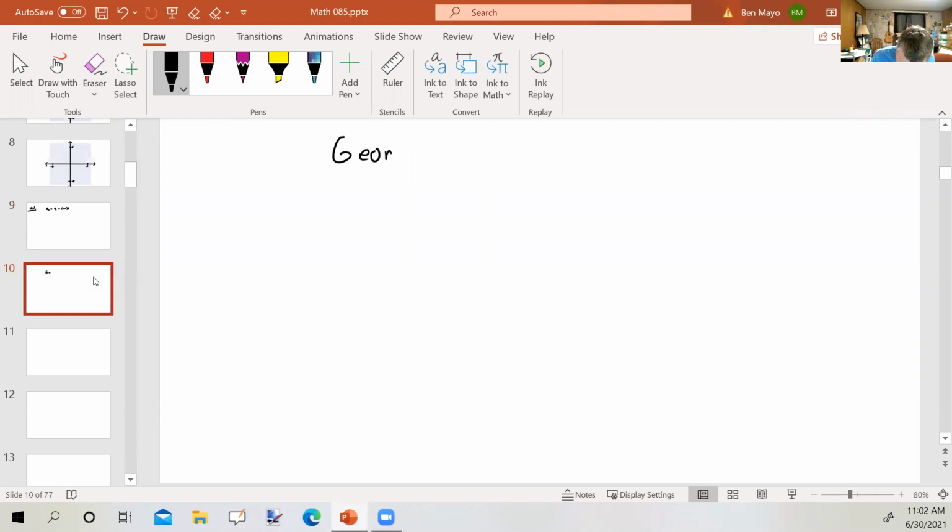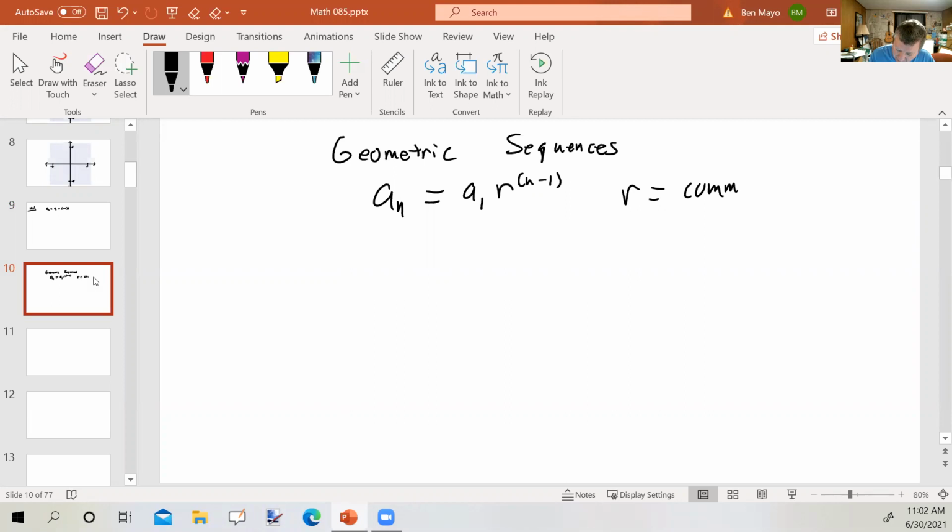So geometric sequences. And the formula is this: a sub n equals a sub 1 times r to the n minus 1 power. And instead of d, which is the common difference, we have r, which is called the common ratio. In arithmetic sequences, we add the common difference to each term to get the next term in the sequence. In geometric sequences, we multiply by the common ratio.